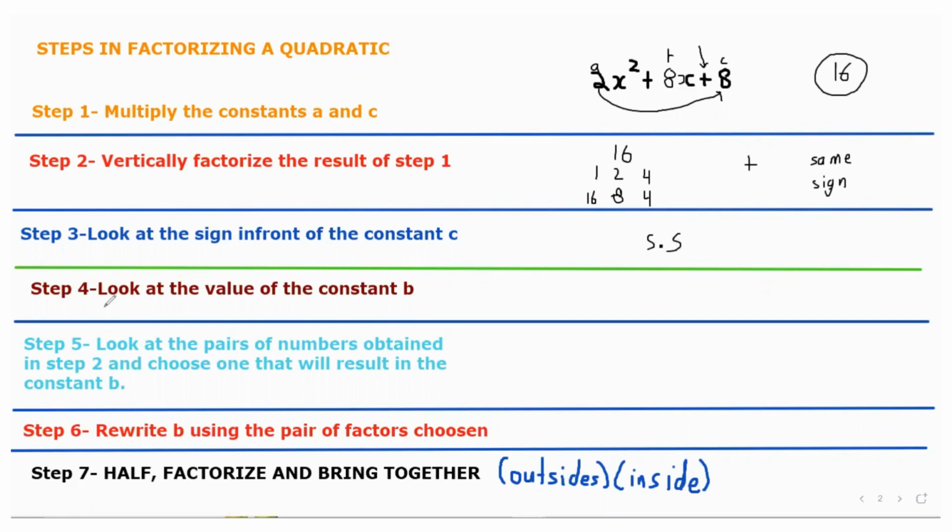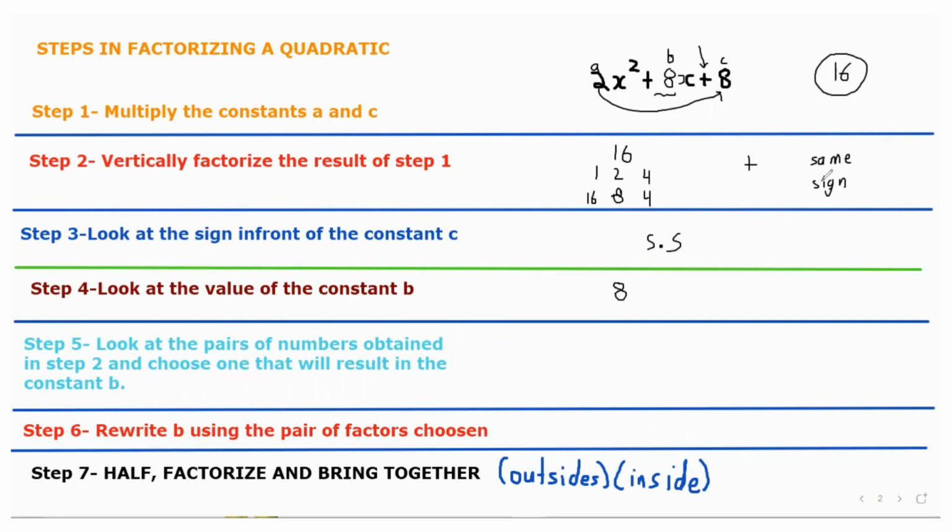That's step 4. Look at the value of the constant b. If you look at the constant b, it's 8. So the constant b here is 8. Let's follow this up with the next step. Look at the pairs of numbers obtained in step 2. We have 1 and 16, 2 and 8, and 4 and 4 here. And choose one that will result in the constant b.